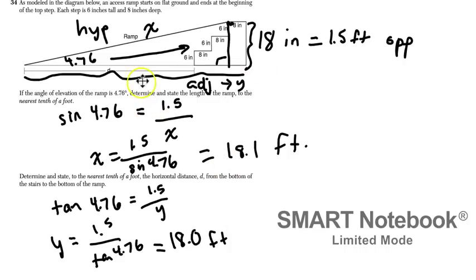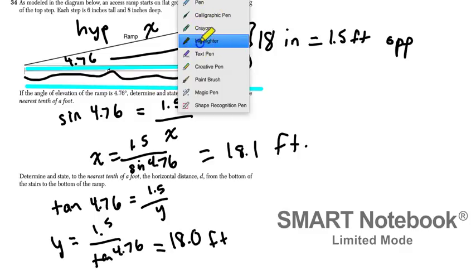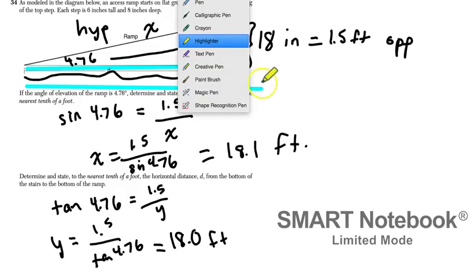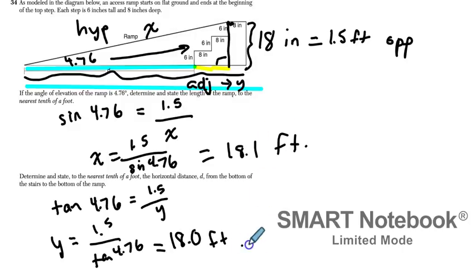But I don't want that entire distance. I just want the distance from here to there. And I found the distance from here all the way there. So I need to subtract out what I know. And what do I know? I know that this distance is 8 inches and this distance is another 8 inches. AKA, I'm going to subtract 16 inches. And 16 inches is 1/3 feet.